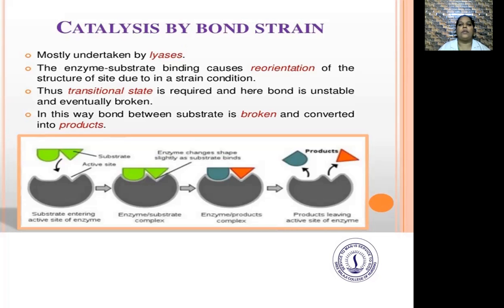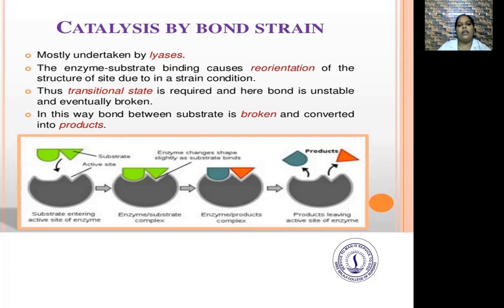Catalysis by strain. The enzyme-substrate binding causes reorientation of the structure of the site, putting the substrate in a strain condition. Thus, a transitional state is reached, and here the bond is unstable and eventually broken. In this way, the bond between substances is broken and converted into products.